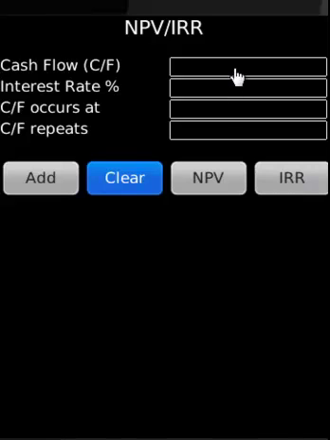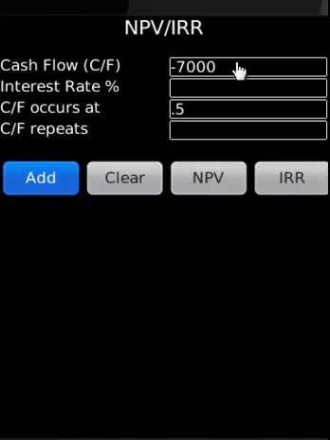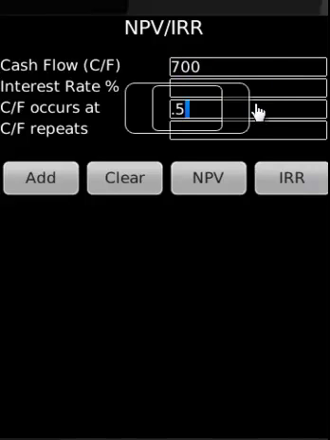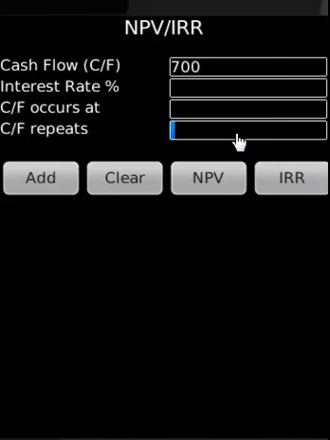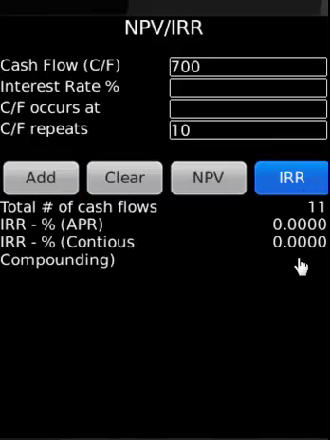So now clear up all those. Now say 7,000, say cash flow occurs at half of the year instead of beginning, so we added that. And now say 700, and it actually going to start from the next calendar year. Say it repeats for 10 times, so we added that. So now we calculate IRR.